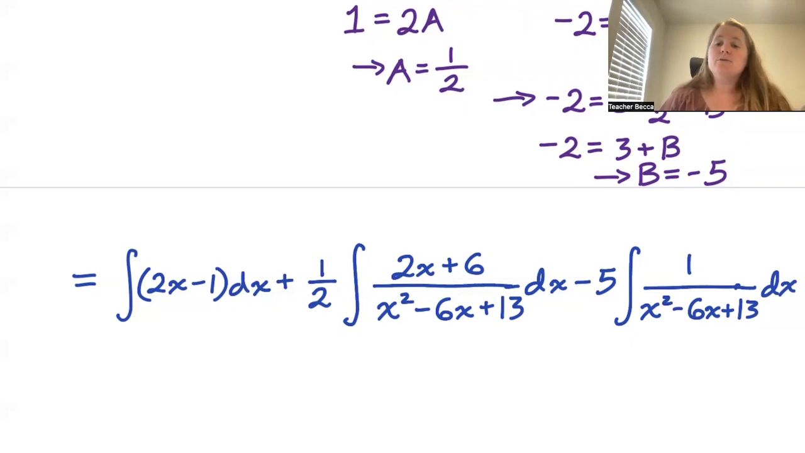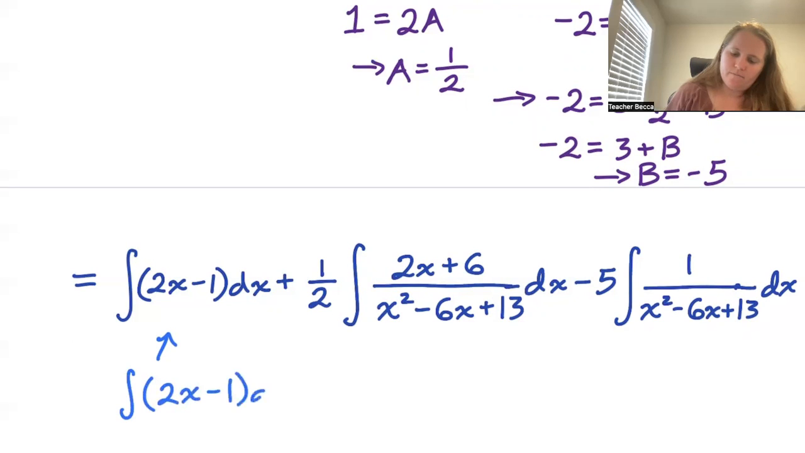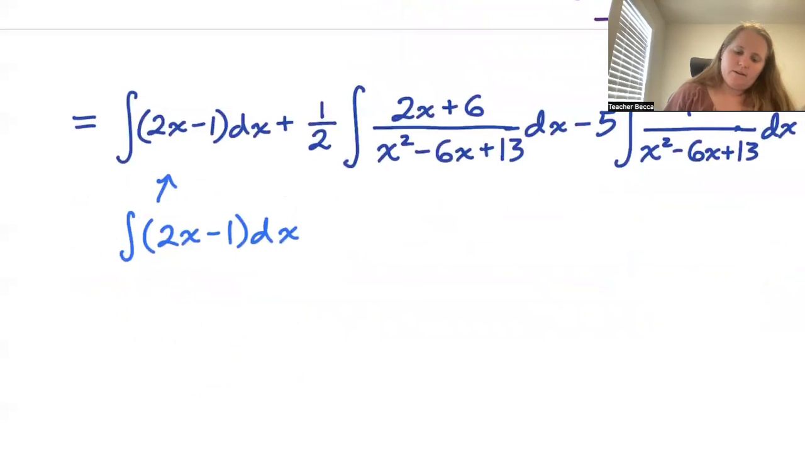I know how to do those first two integrals now, so I'm going to do these in pieces. The integral of 2x minus 1 dx is just x squared minus x, and then of course plus, we'll call it, c1.